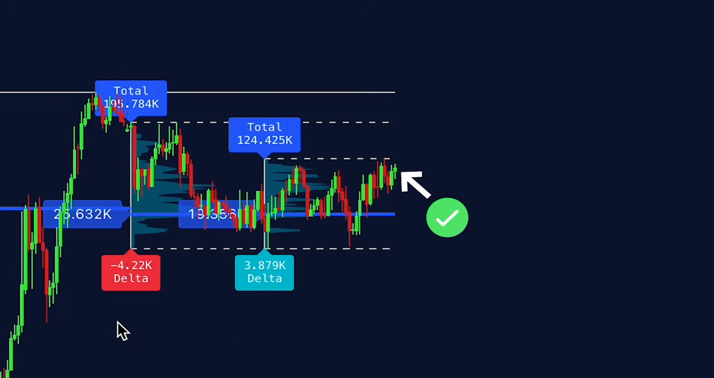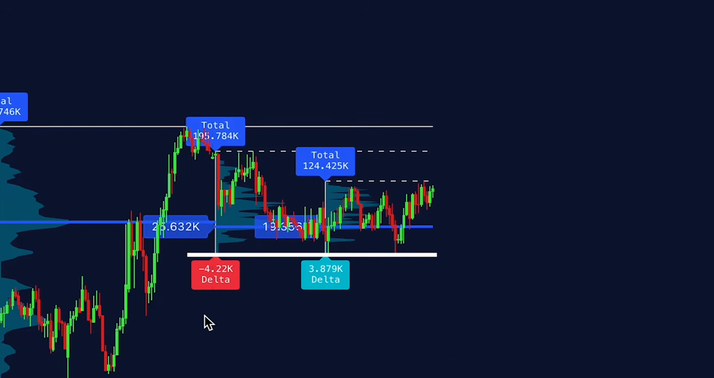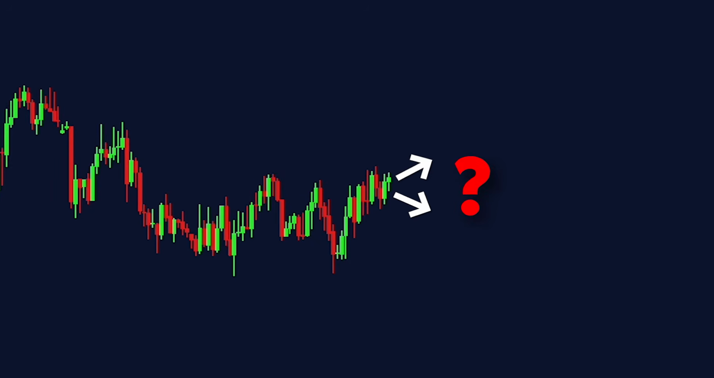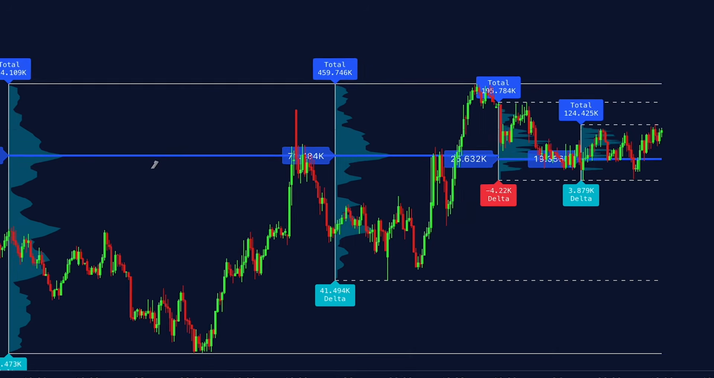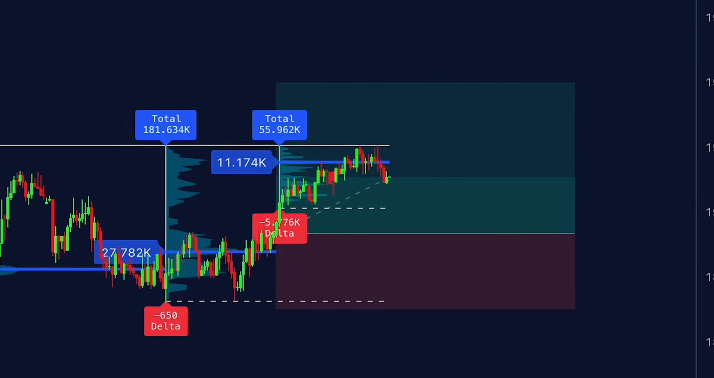Right here is a perfect trade setup that showed great accuracy in identifying the exact support level. While other traders were guessing where smart money was positioned, this volume indicator revealed 4 different POC confluence zones that predicted the bounce with mathematical precision.